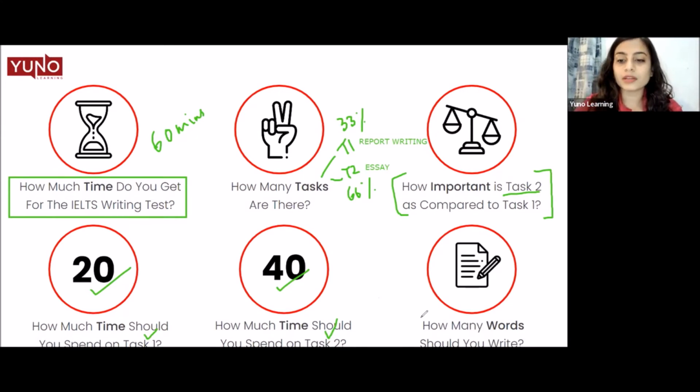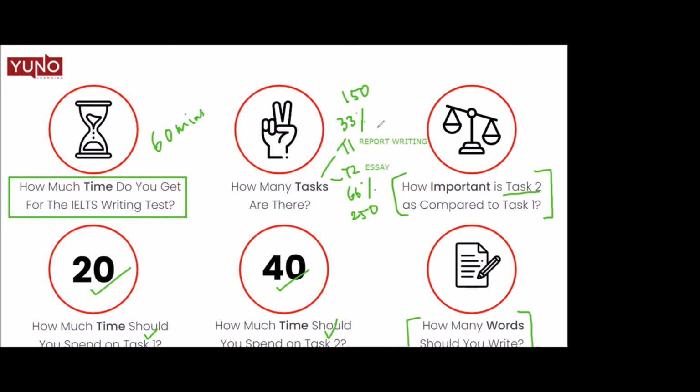And the last parameter is how many words you should write. As we know, in task 1, we should write a minimum. The lower limit of words is 150 words for task 1 and 250 words for task 2. So that's the minimum which you should write. If you write even 1 word less than the requirement, you will lose marks in some parts.